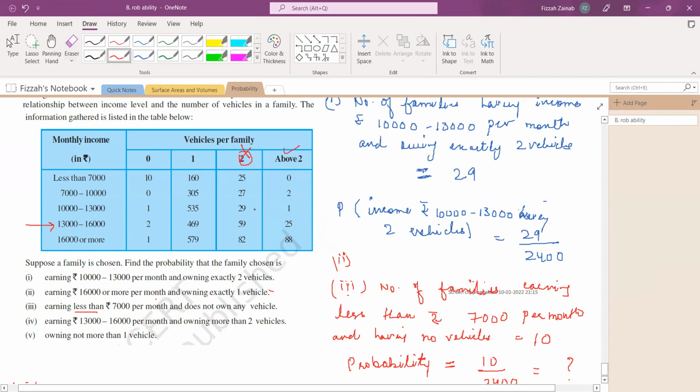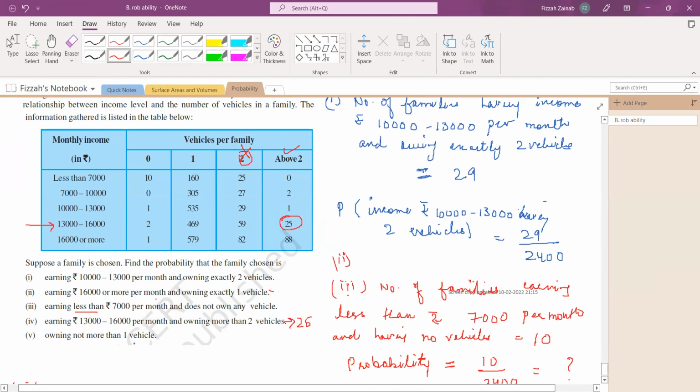Is this point clear? Yes, ma'am. So how many families are having this? 25 families are having this. I'm just writing here 25, right? So the probability is 25 divided by 2,400 that you can write.